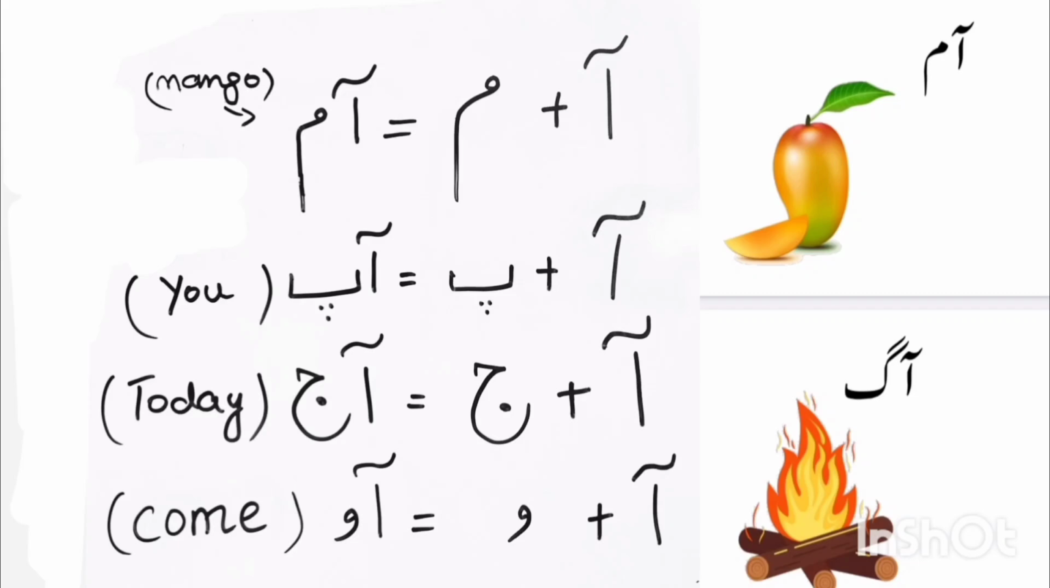Alif madda plus pay sakin is aap, and alif madda plus jeem sakin is aaj, which means today. Alif madda plus jeem sakin is aaj, and alif madda plus wow is aw. We have used aw in our sentences too, which is known as come. Aw is come.